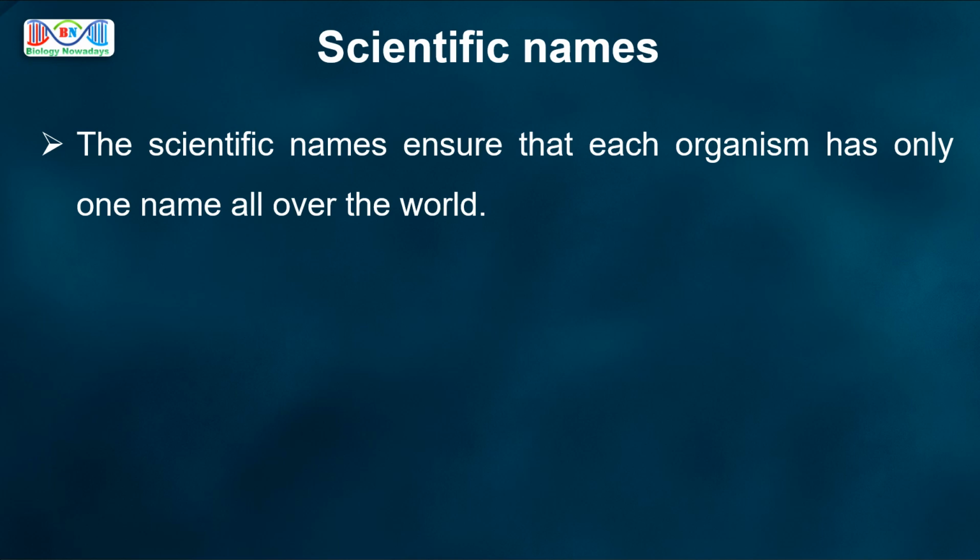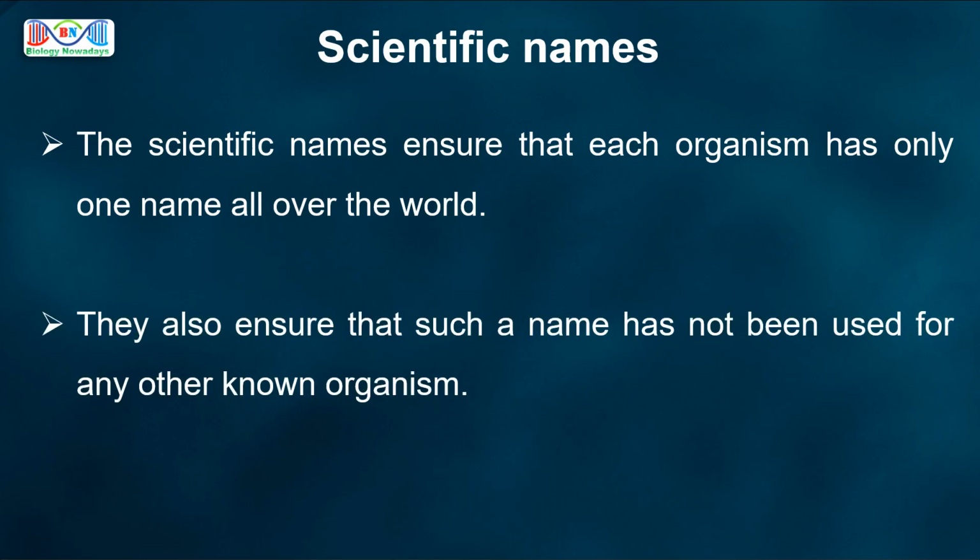The scientific names ensure that each organism has only one name all over the world. Description of any organism should enable people in any part of the world to arrive at the same name. They also ensure that such a name has not been used for any other organism.